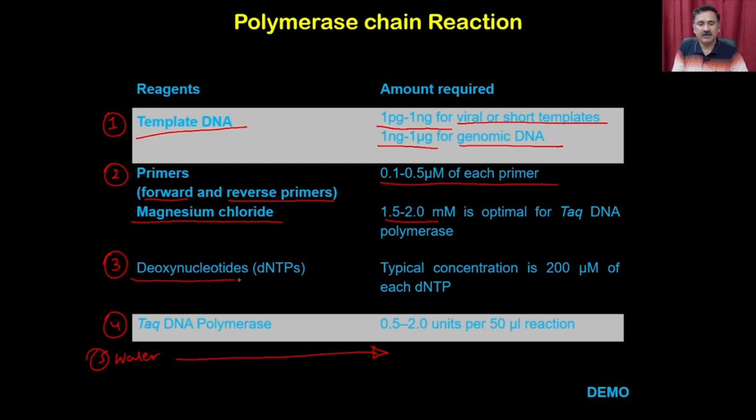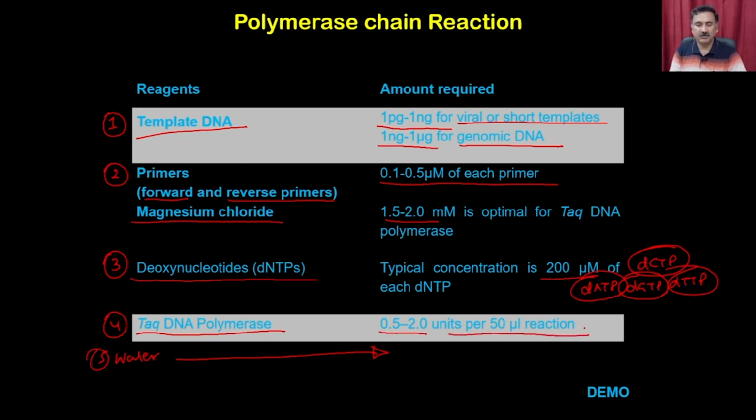And then you also require dNTPs. dNTPs means all the nucleotides. So you require dATP, dGTP, dTTP, and dCTP. All of these are going to be present in this dNTP mixture, which you can use at 200 micromolar. And then you also require the Taq DNA polymerase. You can use 0.5 to 2 units for a 50 microliter reaction.